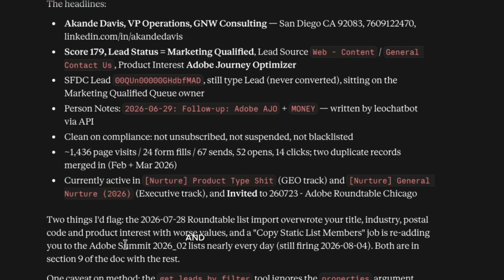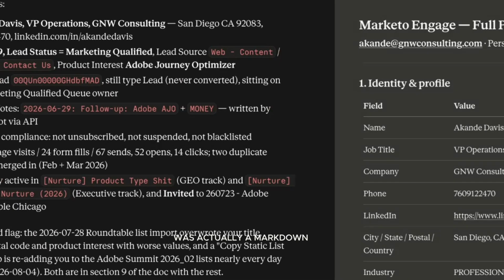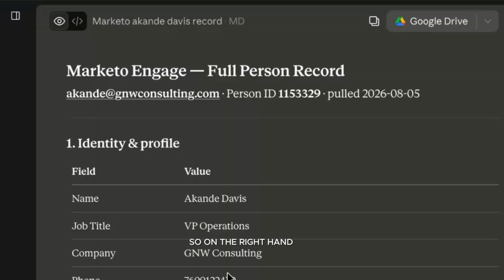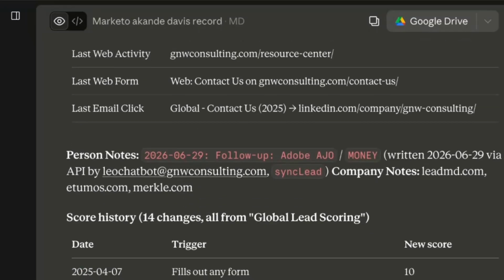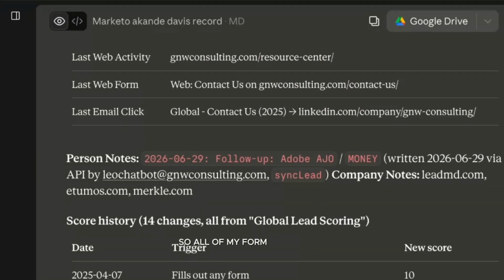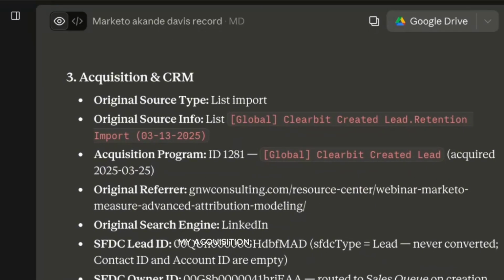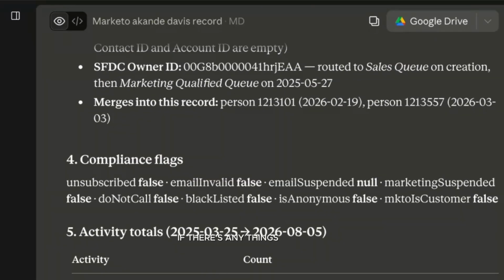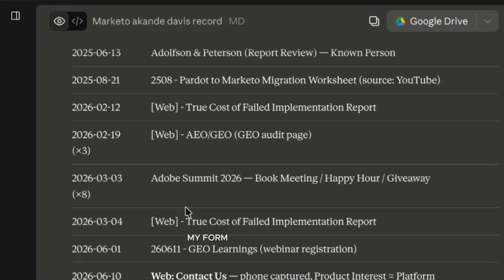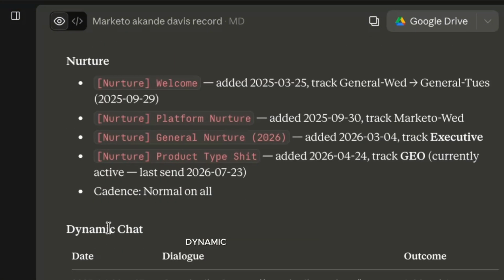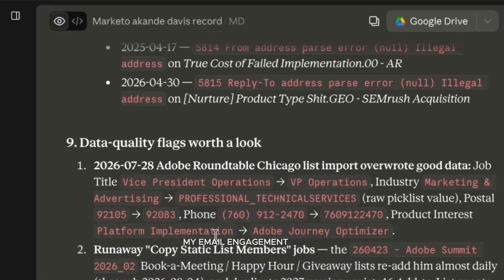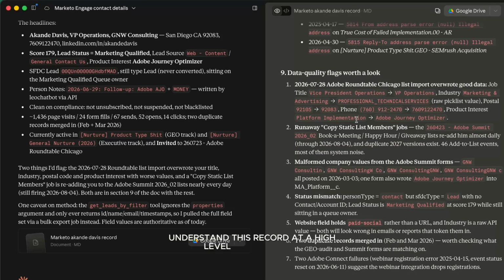Then you can scroll down a little bit and see two things that I'd flag around how I was brought in, and what it gave me as an output was actually a markdown file with even more detail. So on the right-hand side now, you can see this Marketo Engage full person record with all of the details associated to it. So all of my form activity, all of my download activity, everything that I would have got scored on, my acquisition and CRM detail, my compliance flags, if there's any, things that are unique to me, the top pages that I visit, my form fills, my program membership and event history, dynamic chat interactions, my email engagement. I mean, really, I have just about everything that I would need to understand this record at a high level within Claude, asking my LLM and getting a better output, honestly, than even if I was to go in there and dig myself, because a lot of this can't really be summarized.